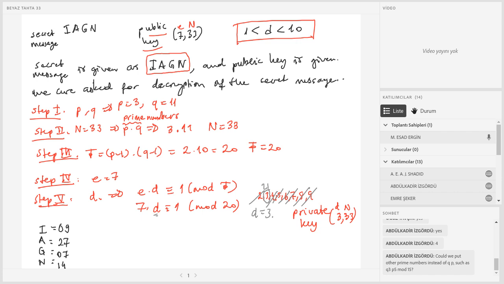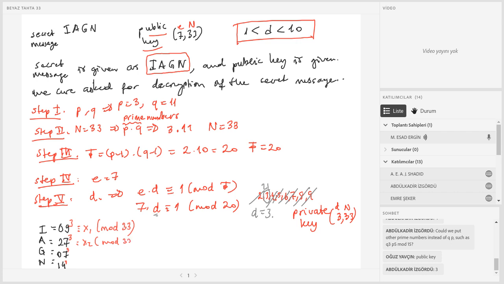Which key do we have to use for decryption? For the decryption, we are going to use the private key. Yes, the D should be 3. So power of 3, and power of 3, power of 3 and power of 3. It has to be x1 in modulo 33. And for this one, x2 should be modulo 33. And this has to be modulo 33 too. And this has to be modulo 33. So here we are going to continue with 9 power of 3.